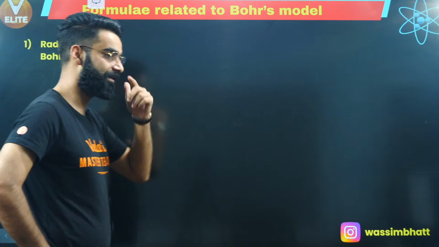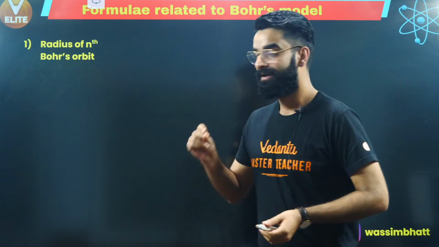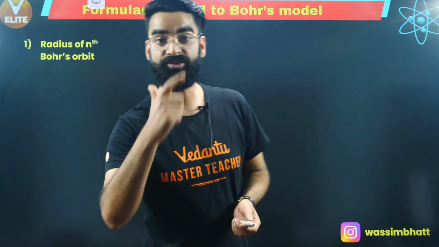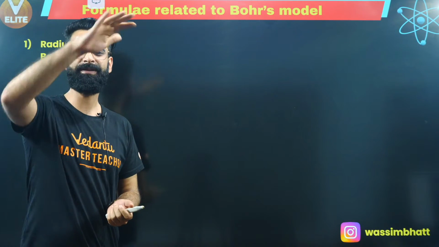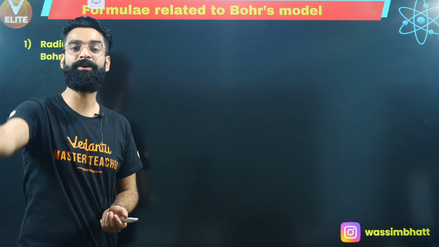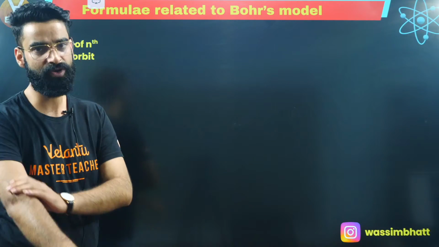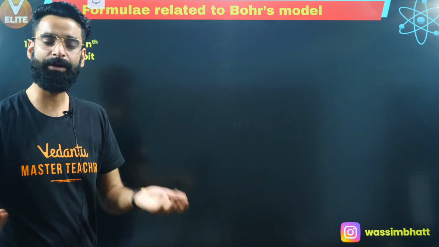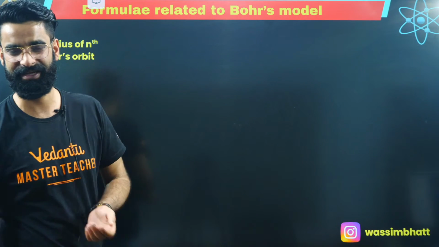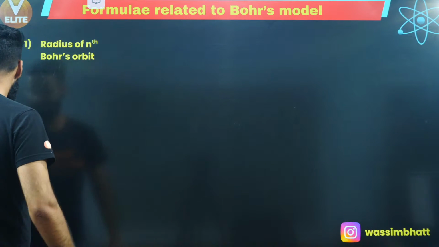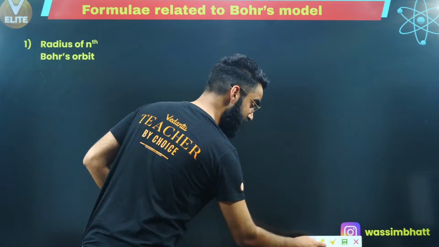Now let's come to the actual stuff. Let's try to calculate the radius of the nth orbit. For example, I have the electron moving in the first orbit, second orbit, third orbit. How to calculate the radius of those orbits? How to calculate the radius of the first orbit, second orbit, third orbit, fifth orbit, something like that? There's a formula for that. Understand how to derive that formula. You need to remember this.